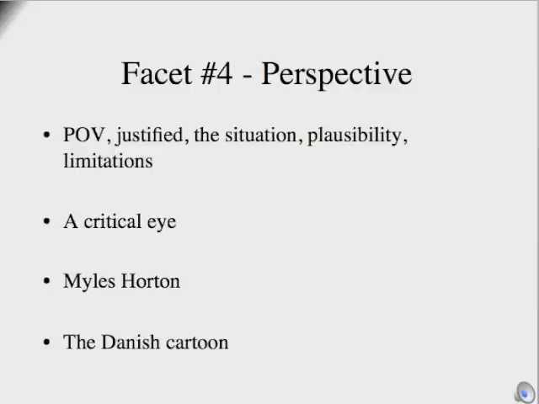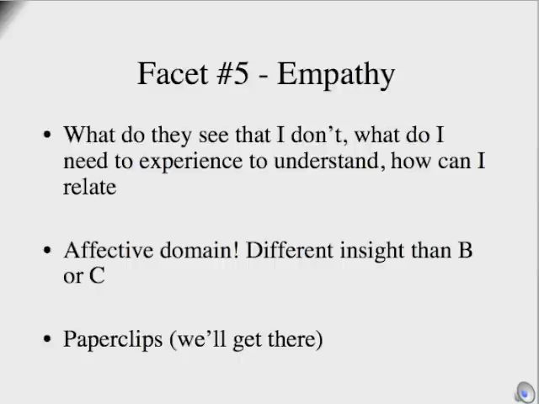So, perspective is huge. Empathy. What does this person see in that story that I don't? What do I need to experience to understand why someone else prefers using one algorithm for solving a problem and I another? How can I relate to the people involved and the people who might be working on this problem or using this text to try and understand something? This is key with the affective domain. It offers a completely different way of thinking and seeing and understanding and insight than does the behavioral or the cognitive. And paperclips. I believe at this point it's probably been mentioned 2 or 3 different times.